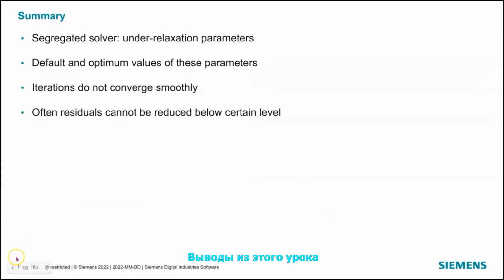The conclusions from this lesson can be summarized as follows. The segregated flow solver requires the setting of under-relaxation parameters for velocities and pressure. Optimum values of these parameters depend on the problem being solved, grid fineness, and grid quality. Default values of these parameters are in most CFD codes conservative. They work for most flows but are not optimal for any flow.